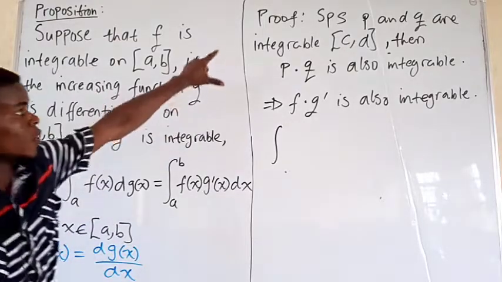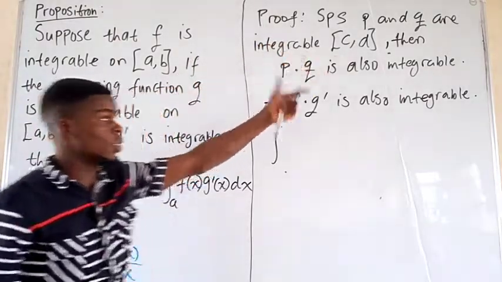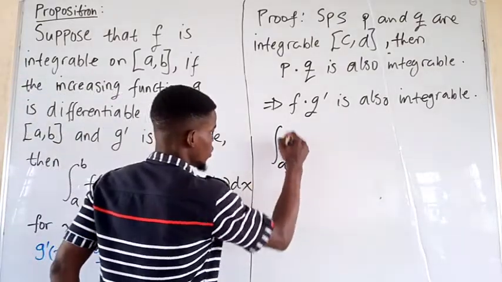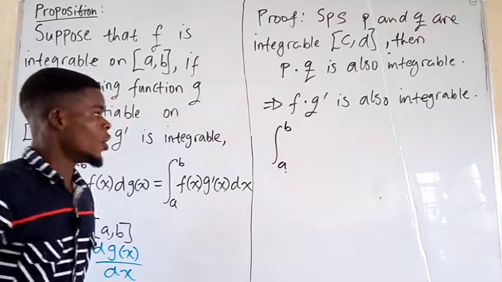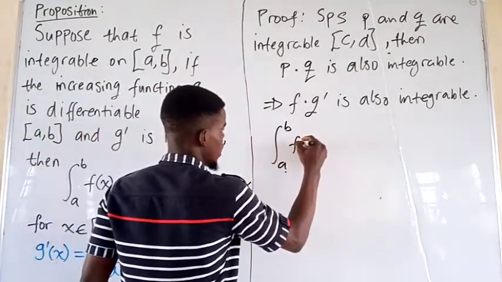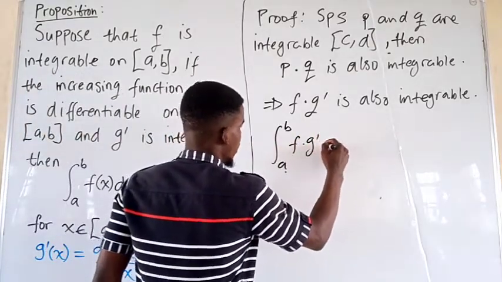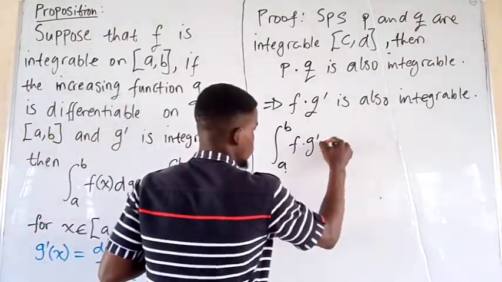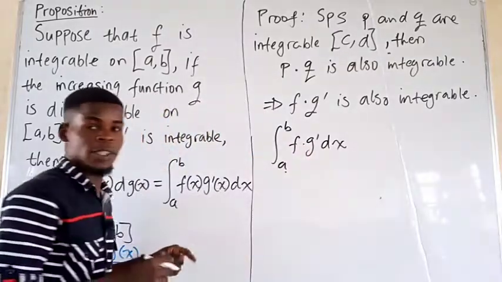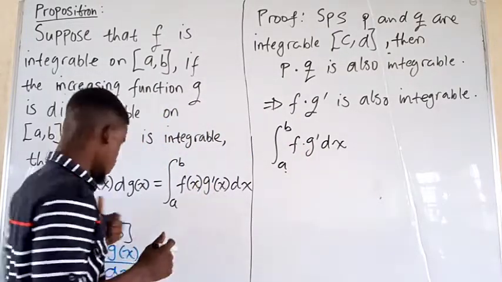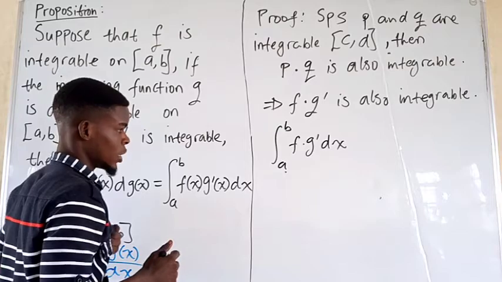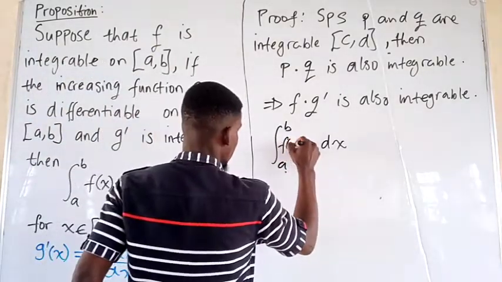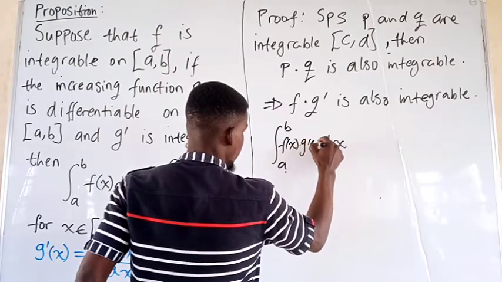Now, this is just a proof. This is just a theorem, and I'm going to be making use of this. So the interval we are given is from a to b, of this product, f times g prime, and then we are to integrate that over the x variable. You know that f is a function of x and g is a function of x. In fact, let me just put it down real quick. So we have f of x times g prime of x.